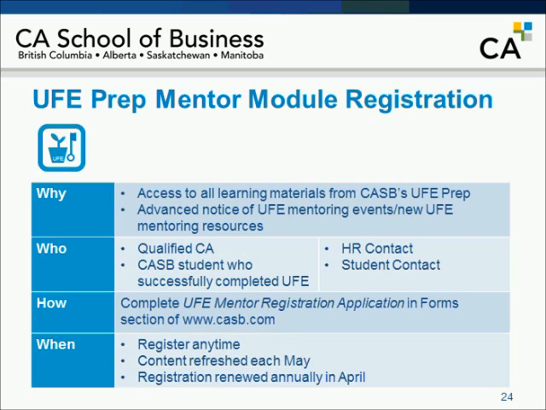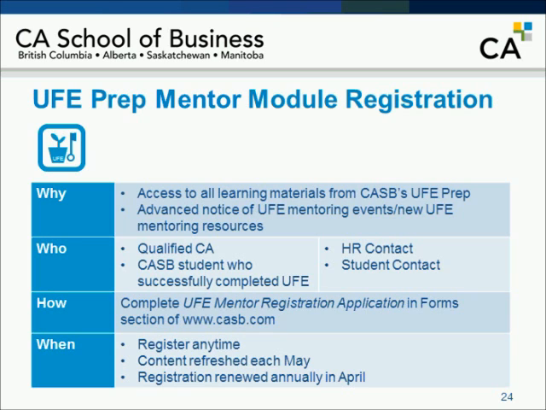Who can register? Qualified CAs or CASB students who have successfully completed the UFI can register. HR and student contacts at CA training offices can also register even if they are not CAs. To register, complete the UFI Mentor registration application in the Forms section of the CASB website. Registration is valid until the end of April of each year, and content is refreshed each May. We will contact you each spring to renew your registration for the coming year.